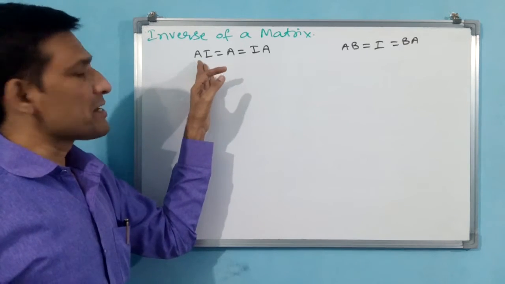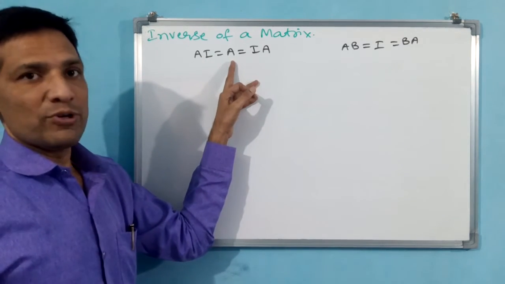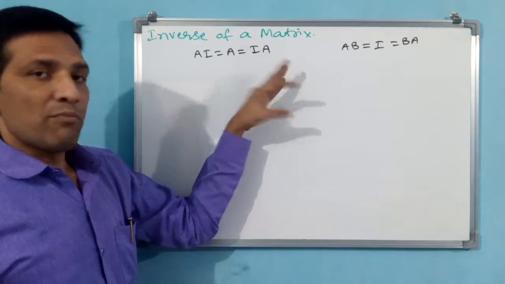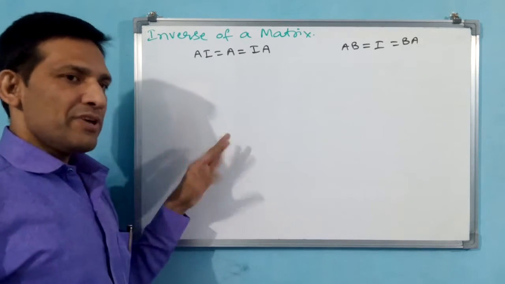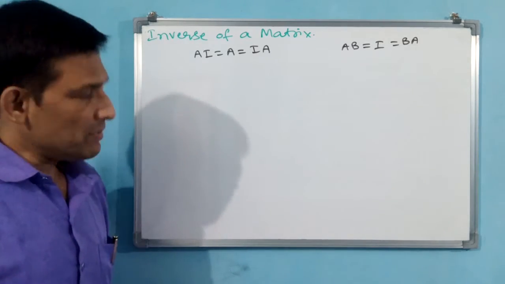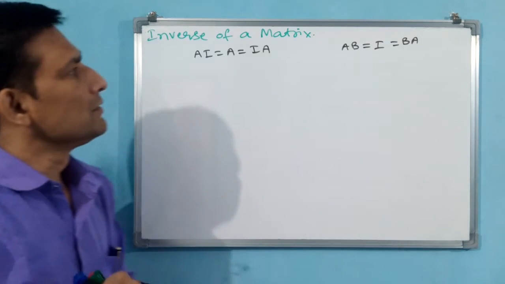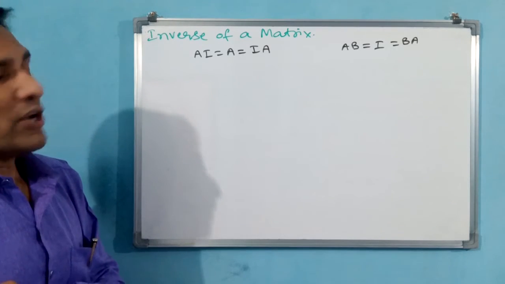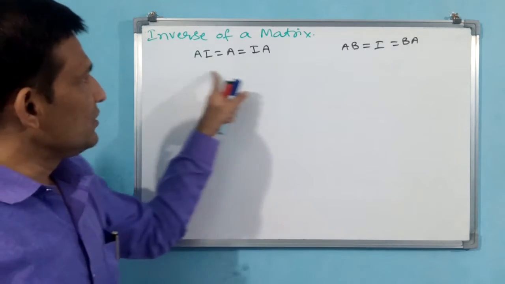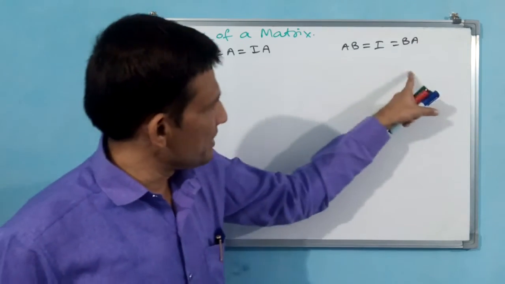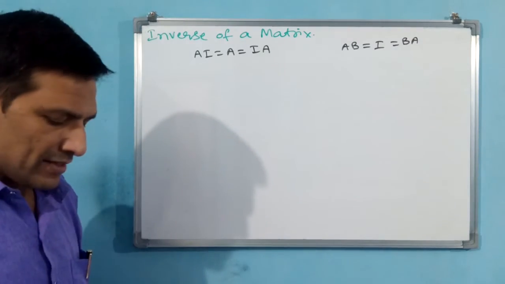Any matrix, if you multiply with the identity matrix, the same matrix is going to come. Both sides you can multiply, that means I into A or A into I. Here also you see, I is equal to BA. Now let these two be on the board. Then we will take one example.